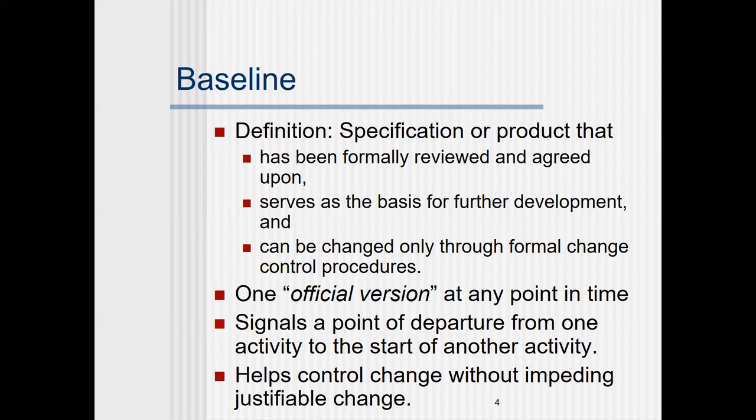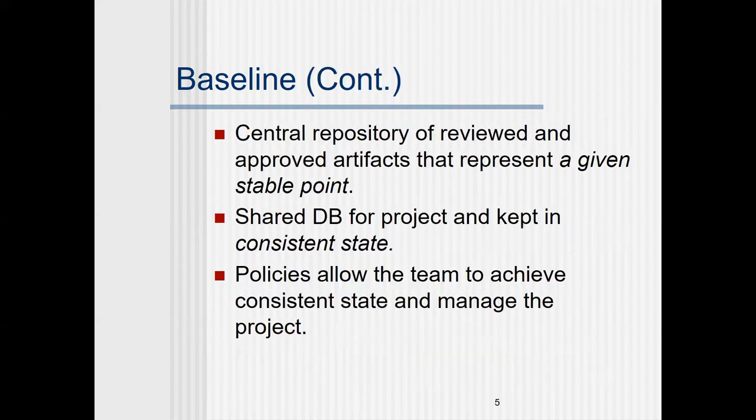We are going for conducting it. Is that clear? So baseline is going to help us in terms of all the set of things which have been listed over here. It's a central repository of reviewed and approved artifacts. Artifacts means objects. Central repository of reviewed and approved objects that represent a given stable point. It's a kind of document which possesses the important details related to the reviewed and approved objects that represent a given stable point.